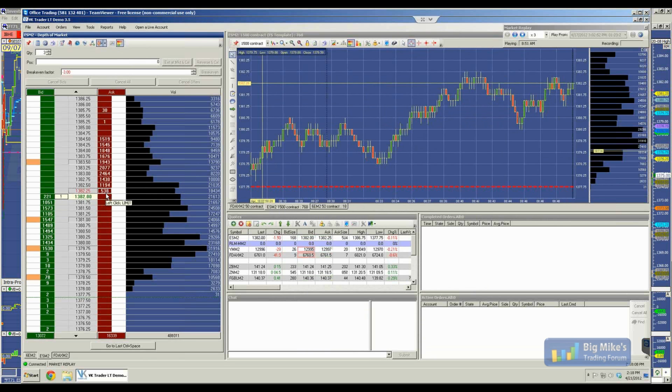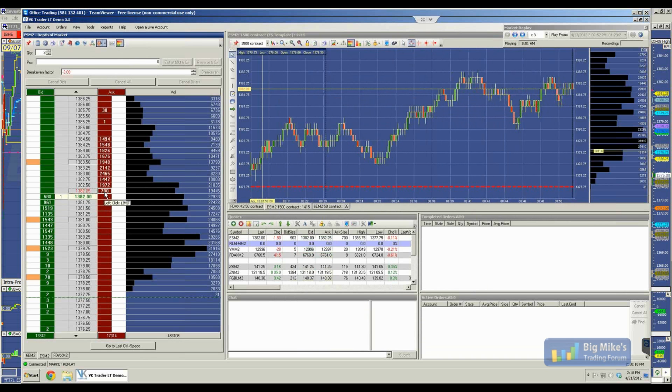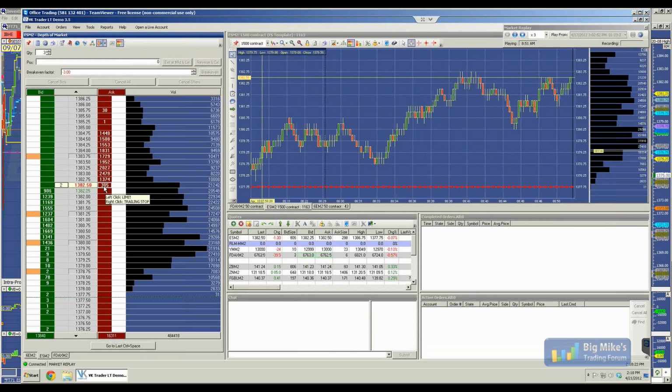Again, I don't remember what this day did. This is in the middle of nowhere. I don't have any levels in this area, but I don't want to sit here for hours kind of stalking a real trade. So I'm looking for price absorption here. I need this to hold now for the short. I need this to hold. I don't want them to fall into the thinner part of the profile.